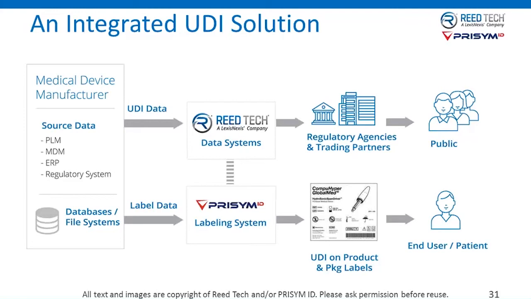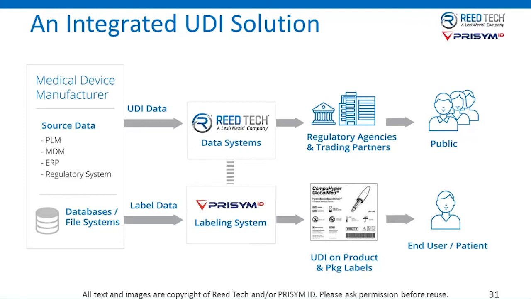I'll also mention at this point the system is flexible, where there can be a data value that is sent to the regulatory agency. There's other systems that are able to take data and send it off to trading partners through that global data synchronization network that we had mentioned earlier. So many of your downstream customers are looking for data that includes UDI and other attributes, and then ultimately out to the public. So, that information is available in various databases.